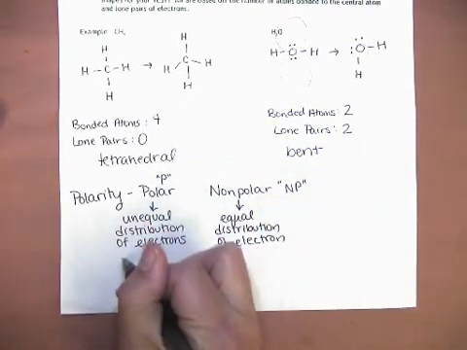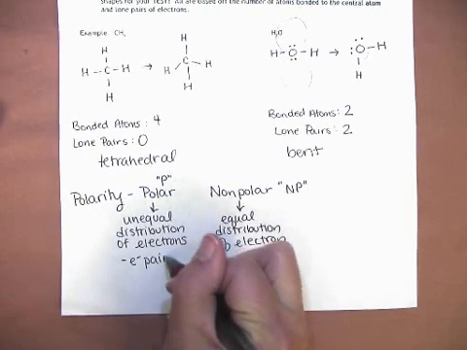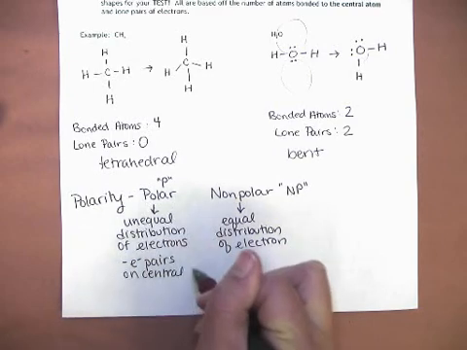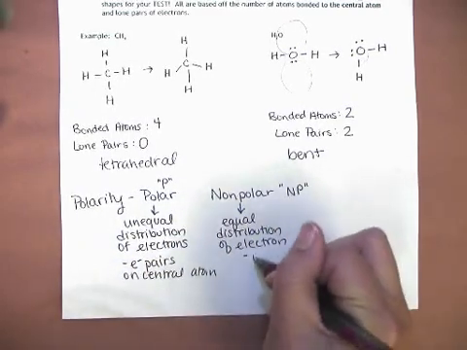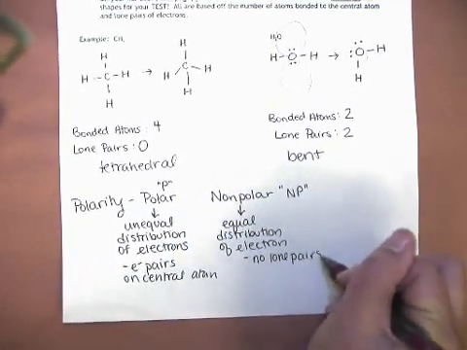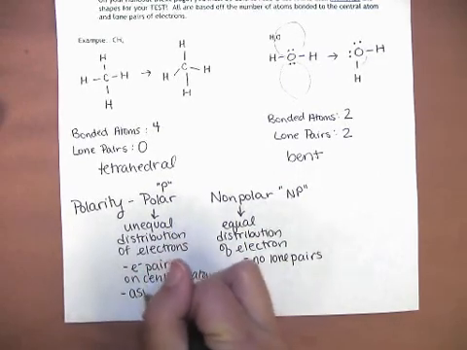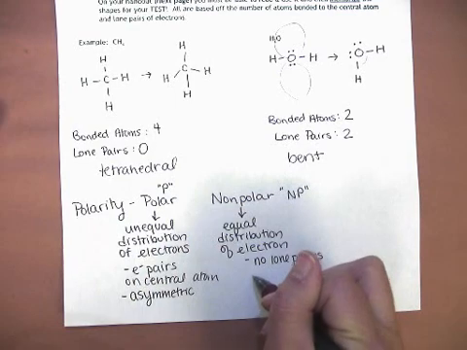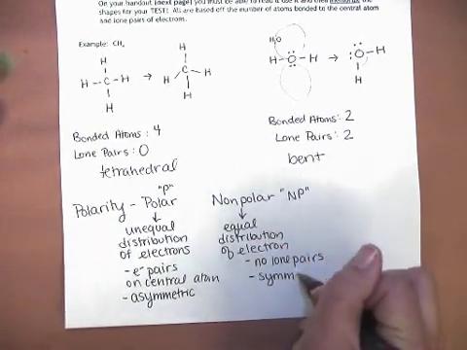Something that is polar is going to have electron pairs or lone pairs on the central atom. A nonpolar compound will have no lone pairs on the central atom. Something that is polar is going to be asymmetric, and something that is nonpolar, the equal distribution, is going to be symmetric.